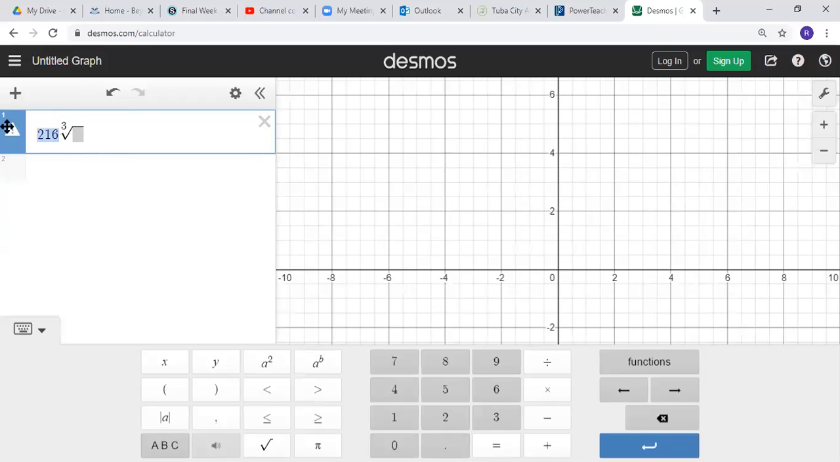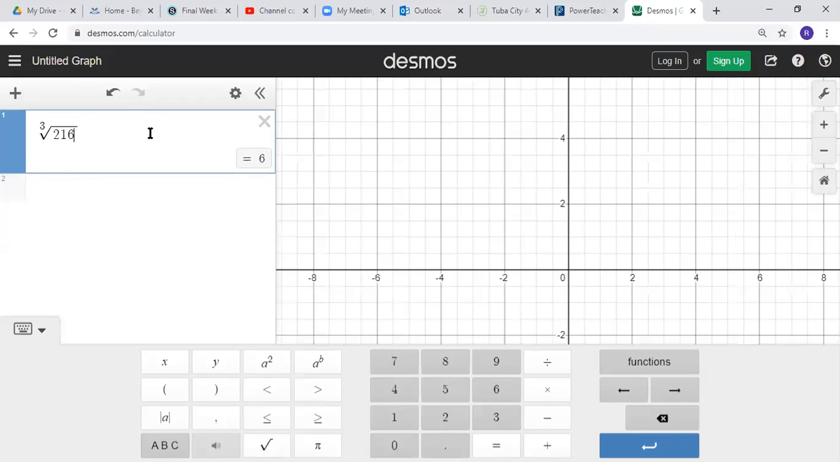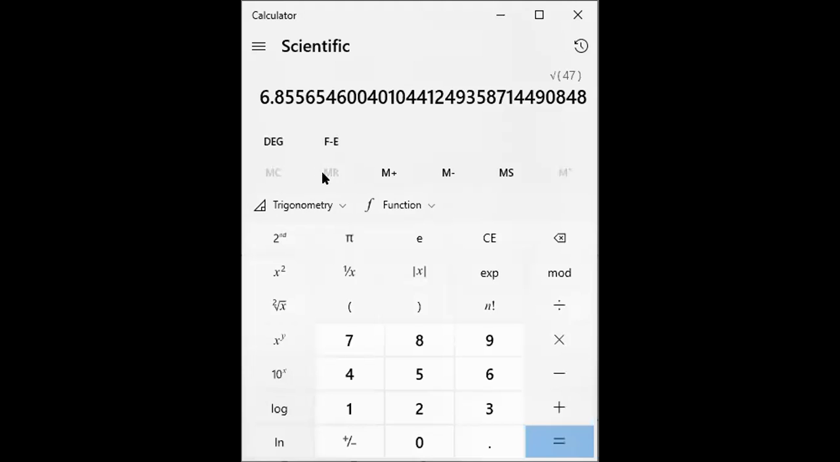And in fact, I don't really need this here, so I'm going to take that out. And I'm going to punch in 216. So this tells me that it is going to be 6. It doesn't graph it, but it also works as a regular calculator. If you are not sure how to do this, and you don't have Desmos, which if you're watching this, you most likely have access to Desmos.